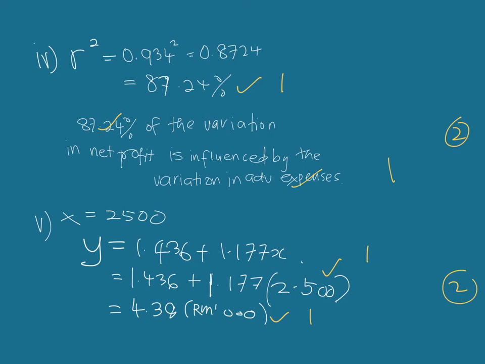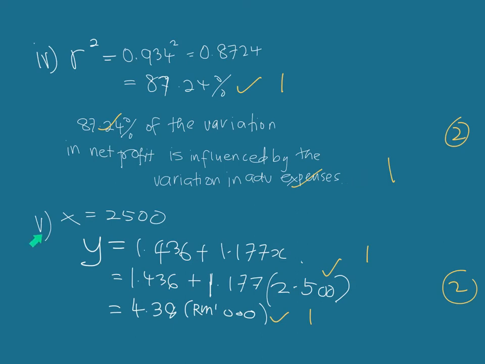And how do we interpret that? This means that 87.24% of the variation in the net profit is influenced by the variation in advertising expenses. And the rest of the percentage is caused by other factors which are not stated in the question.